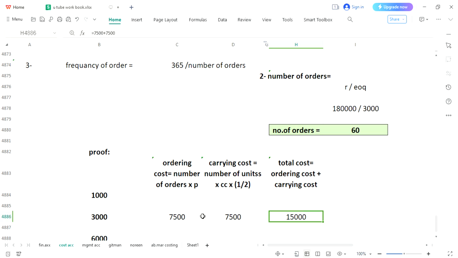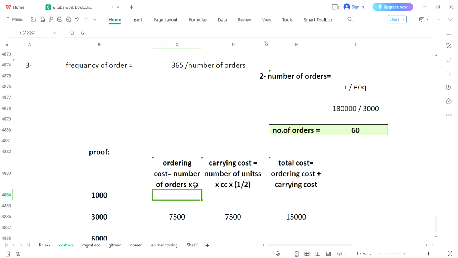Now what is the claim? Under economic order quantity you are paying 15,000. So if you order less, that is, instead of 3000, if you give an order of 1000 units, your cost should be less than that of 3000. It's common sense, but no. The claim of economic order quantity is that even if you order fewer units, you will have to pay more. And now we will prove it.